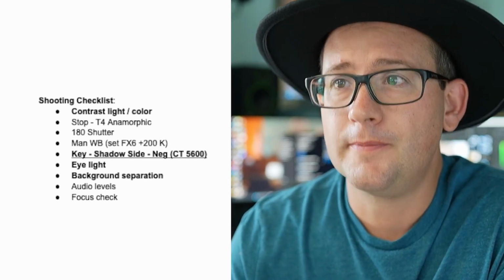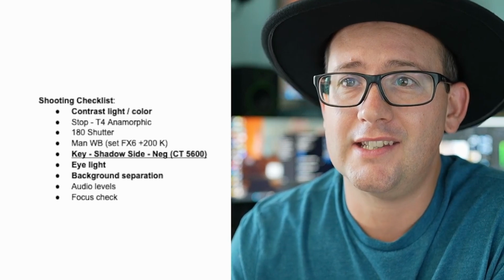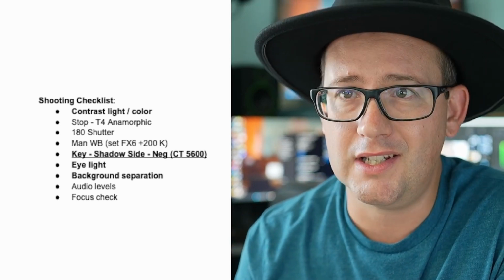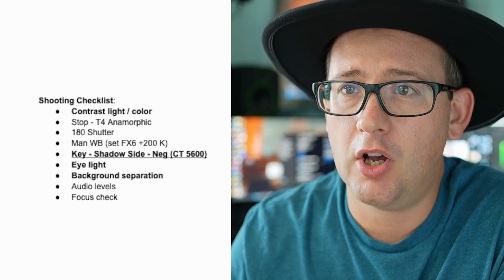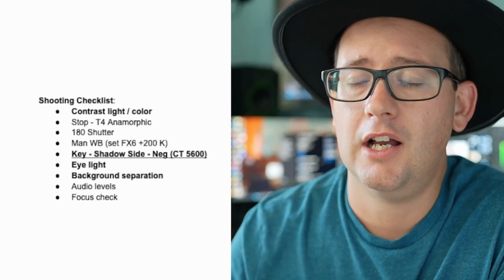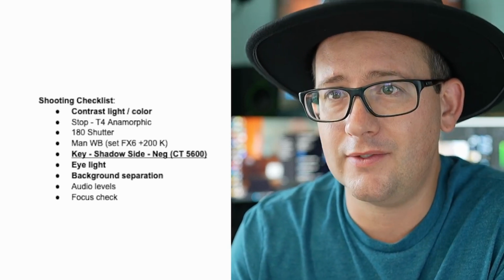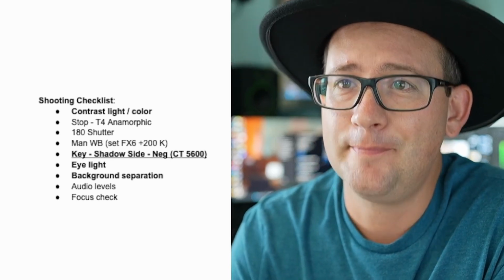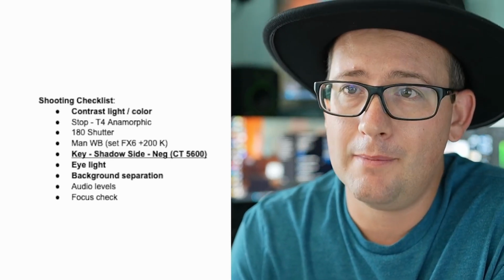180 degree shutter. Make sure that your shutter is at 180 degrees if you're going for that natural motion blur, so make sure you're using your NDs or whatever to get that. Also, manual white balance, please. Auto white balance is for wedding videographers. It is not for high-end corporate videos and commercials, things like that. So think about manual white balance.